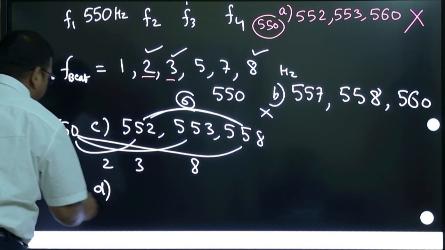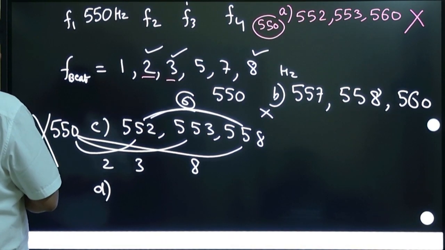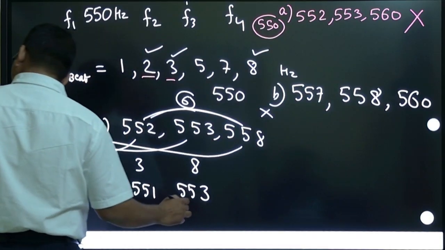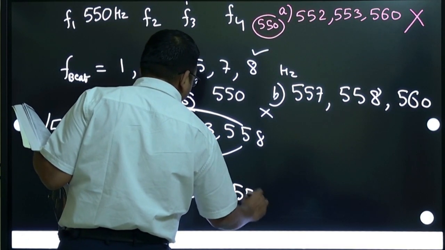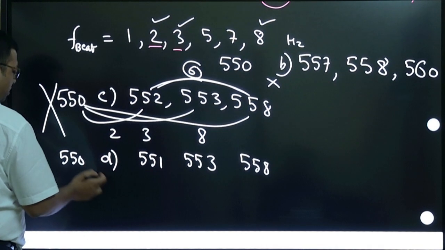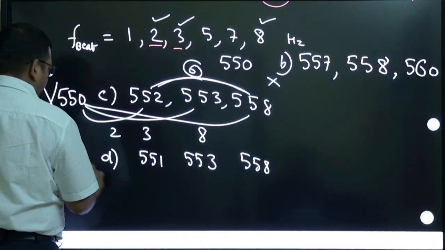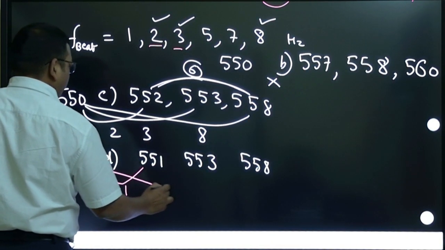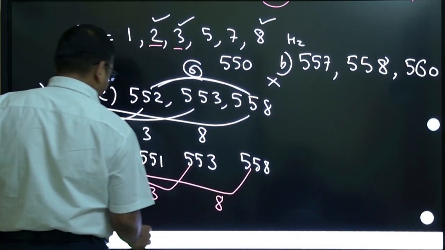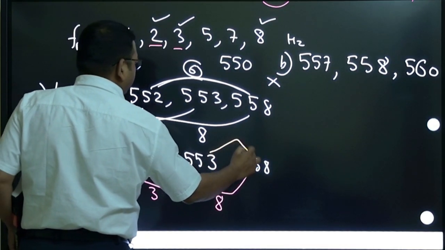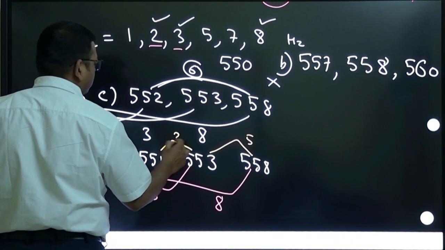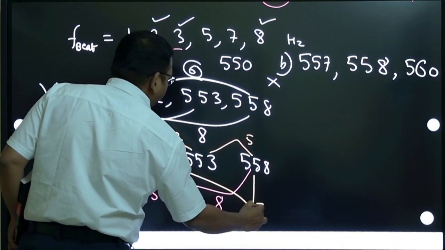Last option you check. 551, 553, 558. With 550 you need to check. So what are the possibilities we are getting? Check now. We are getting 1, we are getting 3, we are getting 8, we are getting 5, we are getting 2, we are getting 7. Everything is coming up.